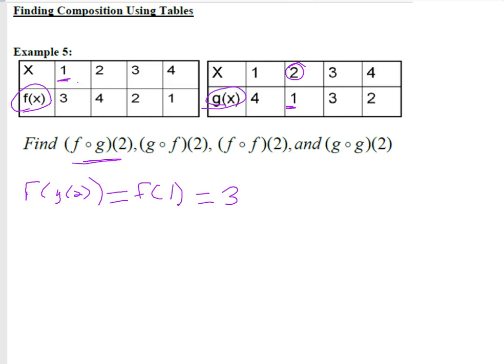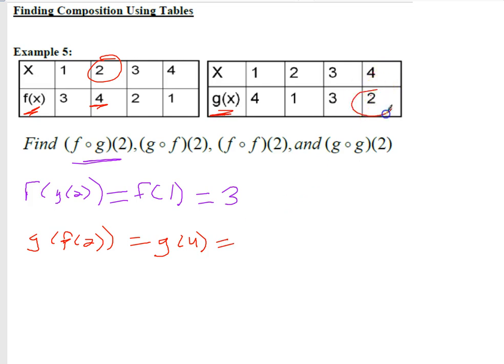Okay, for the next function, we're going to do g of f of 2. Again, we are going to start with our innermost function, which in this case is f of 2. So we go to our input value of 2, and the output value with that is 4. Again, we're working off the f function because that's our innermost piece. So this turns into g of 4. Now we go to our g function, find 4, and its output value is going to be 2.